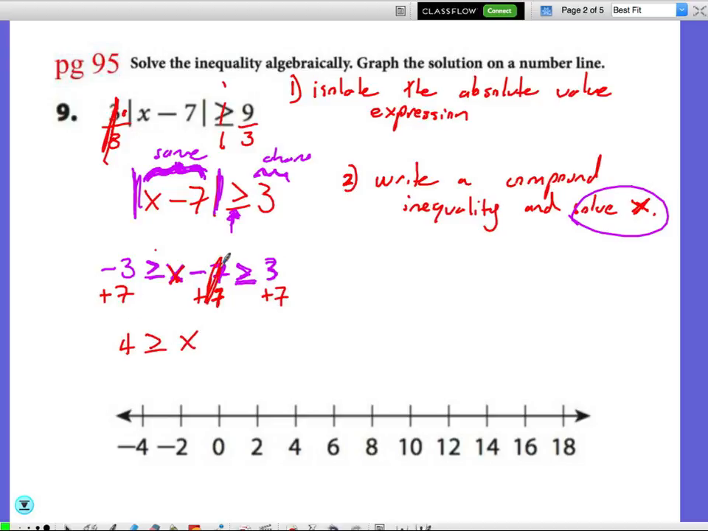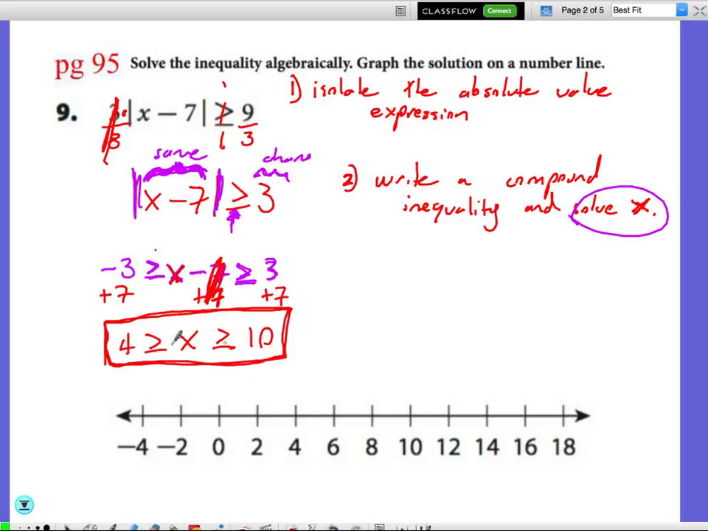Now we have x by itself. We solved for x, and here we have 3 plus 7, which is 10. There we go. This is our final algebraic answer. So now let's go ahead and graph this on the number line.